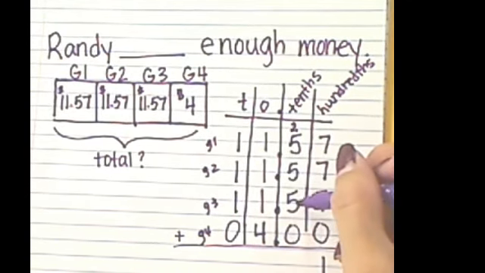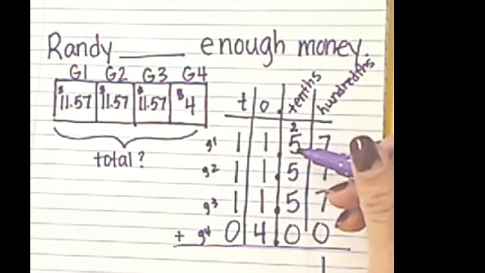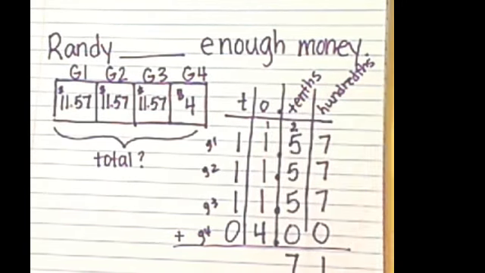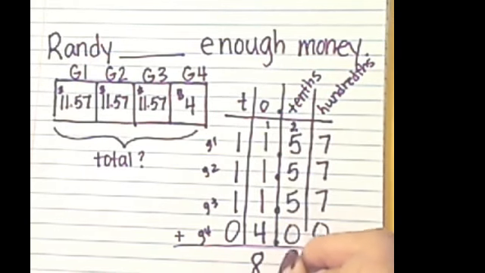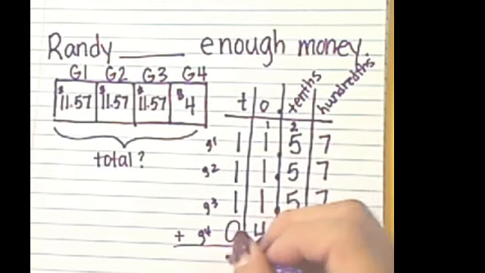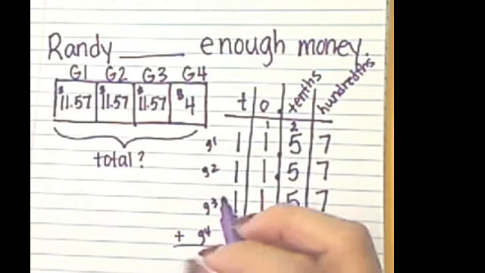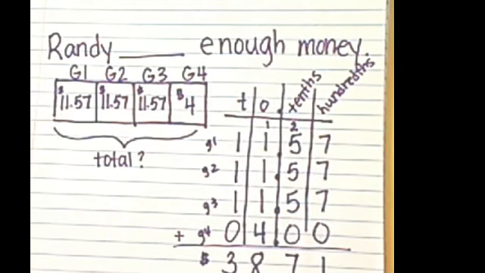And then 5 plus 5 plus 5. We can count by 5s, 5, 10, 15, 16, 17. Okay, regroup the 1, 4, 5, 6, 7, 8. Oops, almost forgot my decimal. And then 1, 2, 3. So my answer is $38.71. Okay?